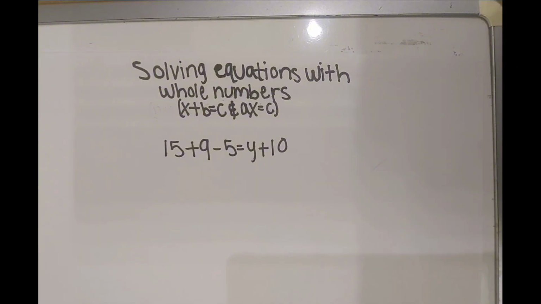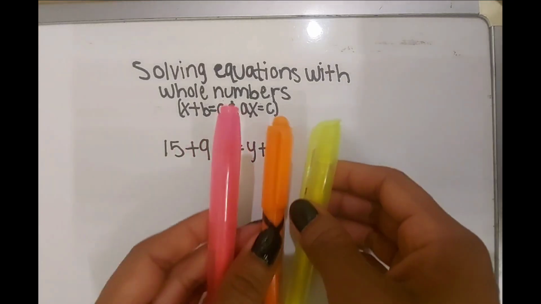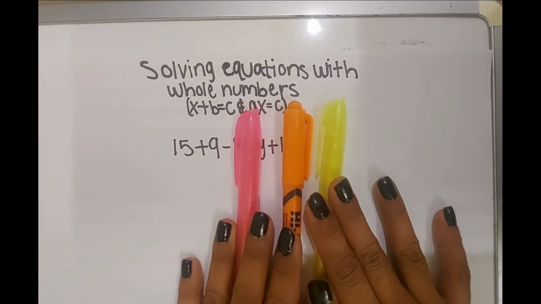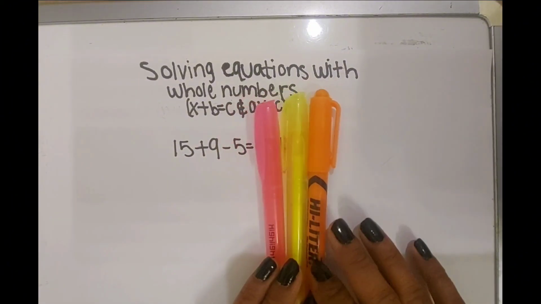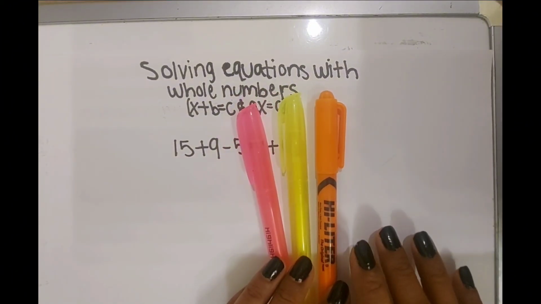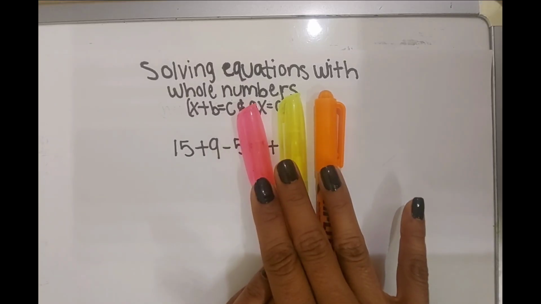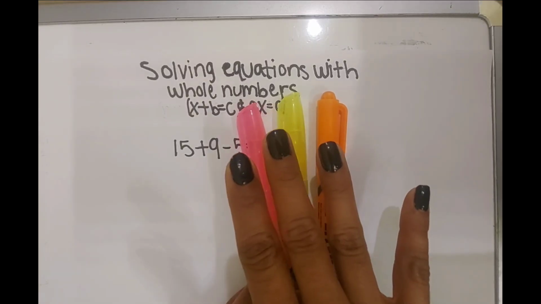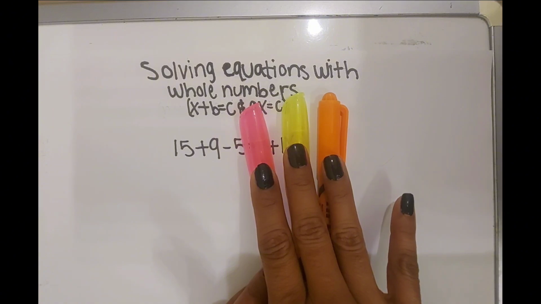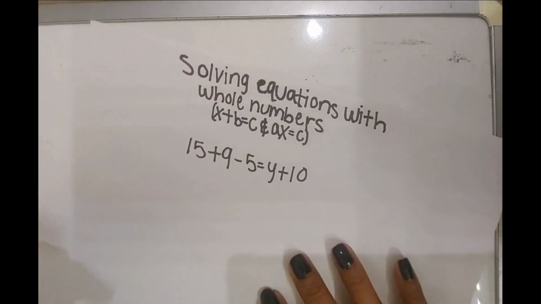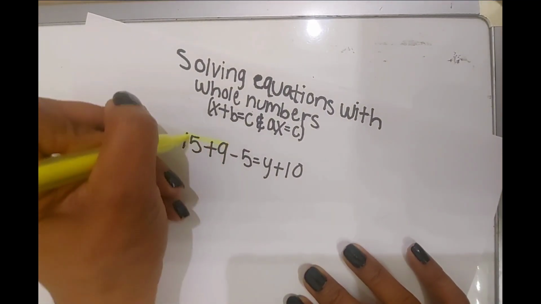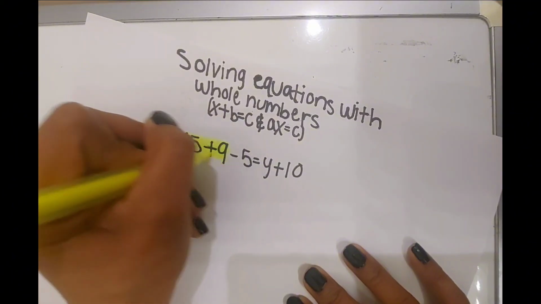So let me show you, and how I'm going to show you is with colors. If you struggle for whatever reason, whether it's because of a learning disability or you're just really slow with math, this will definitely help you understand it and see the separations. So how we start it starts with 15 plus 9. I'll highlight 15 plus 9 in yellow.